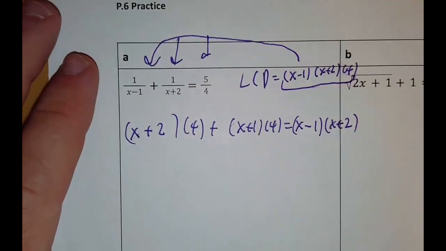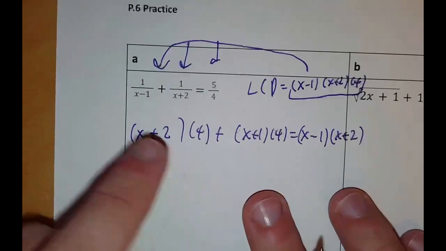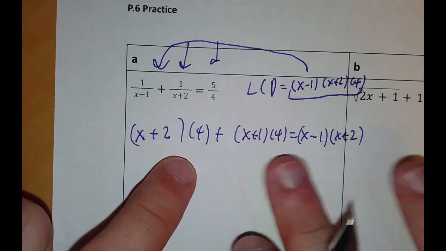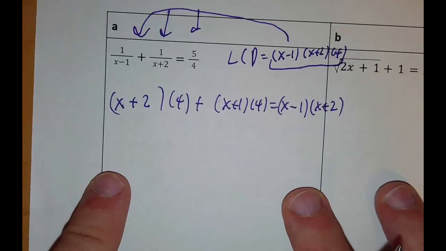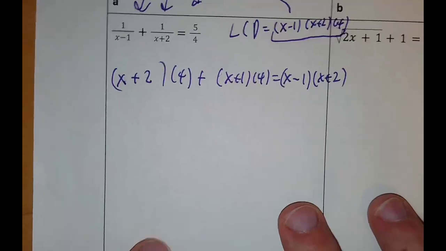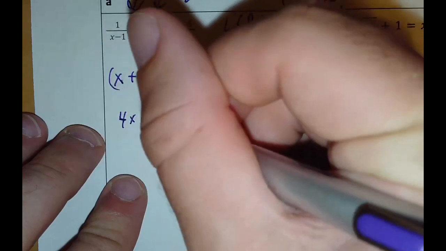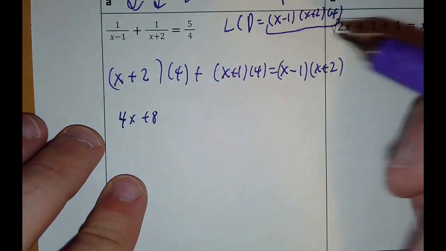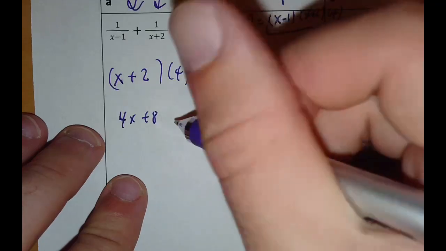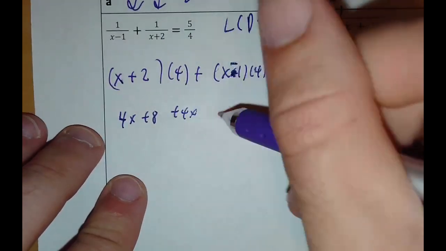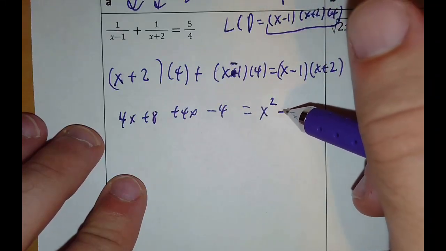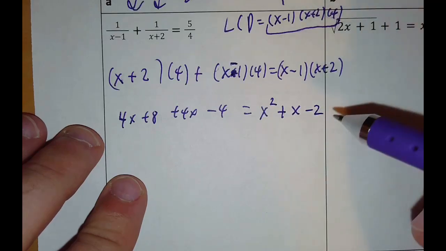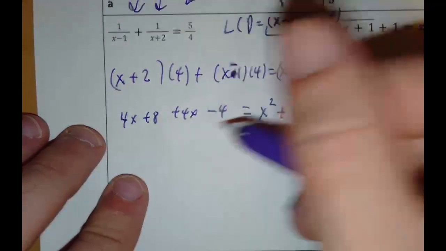So then from here, this is the hard part, right? Now that you're here, you're good. You're just going to distribute, simplify, and then get on one side, set equal to 0. Then you can factor it. So try that if you haven't, but it would end up being 4x plus 8. This should be a minus 1, by the way, just to be clear on that. Plus 4x minus 4 equals x squared plus x minus 2. And so this is 8x minus 4.